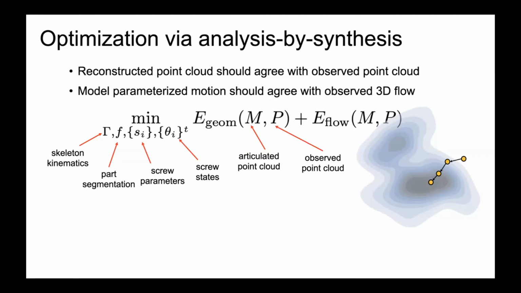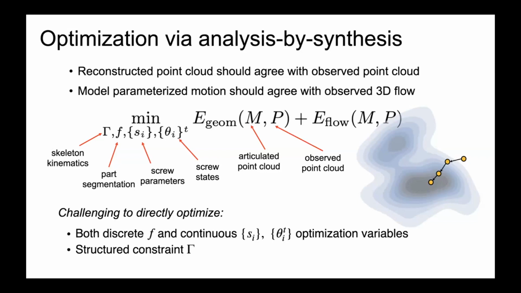Now, this is nice and good, but the unfortunate thing is we are trying to optimize over weird things. The kinematic tree is a discrete structure, and the other variables are continuous. This causes problems. You have structured constraints on the parts that can only be a tree and so forth. So it's challenging to optimize this directly.